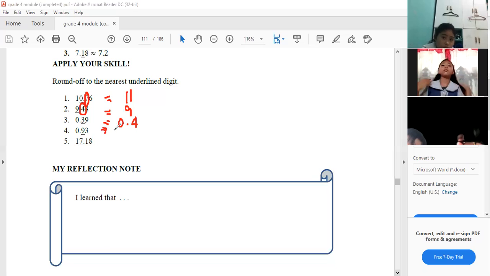Number 4. Anong magiging sagot dito? Katabi niya is 3. So, round off to the nearest tenths. Ibig sabihin, this would be 0.9. Magiging 9 plus 1. I mean, 10. Sorry. Hindi pala siya, 9 and 3. So, hindi tayo magdadagdag pala ng isa. It will remain. That would be 0.9. Sorry, kala ko magdadagdag ng isa. I'm a bit confused din. Sorry. Okay, how about number 5?